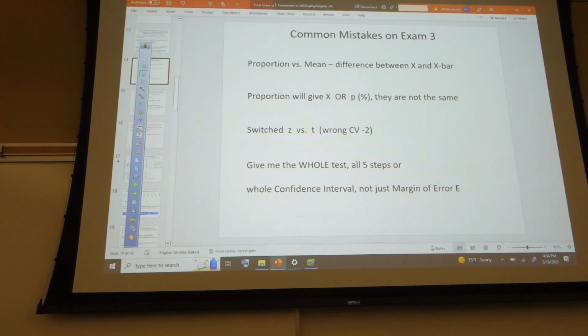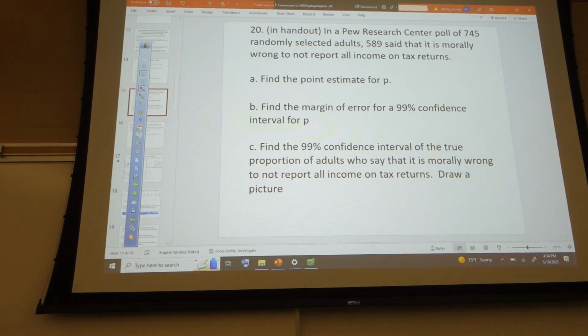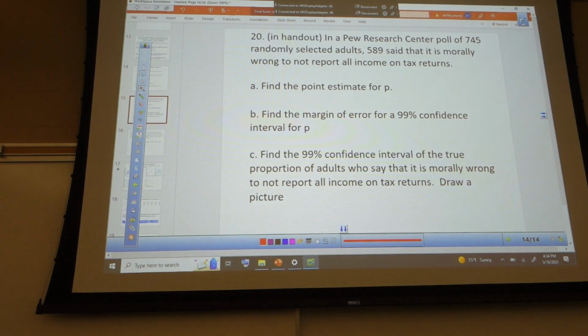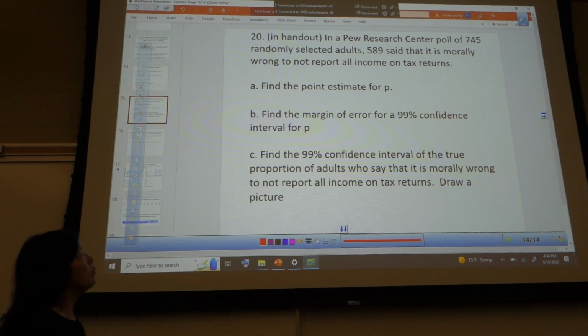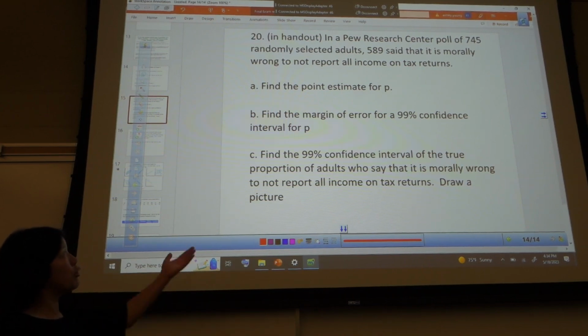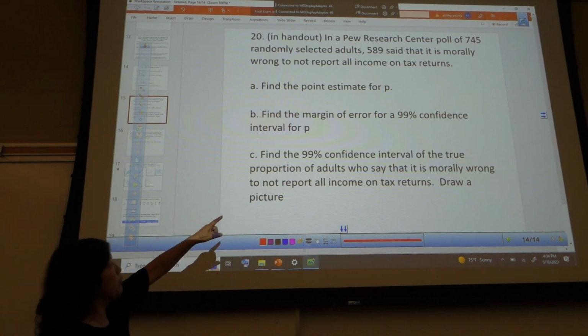All right, so next in your handout, go ahead and do problem number 20. It's on, I don't know, the 5th or 6th page, I think, towards the back. So what kind of problem is this? Proportion. How do you know it's a proportion? It says proportion. So it's a proportion, okay.